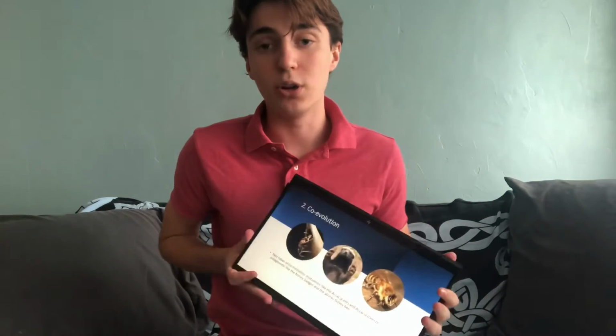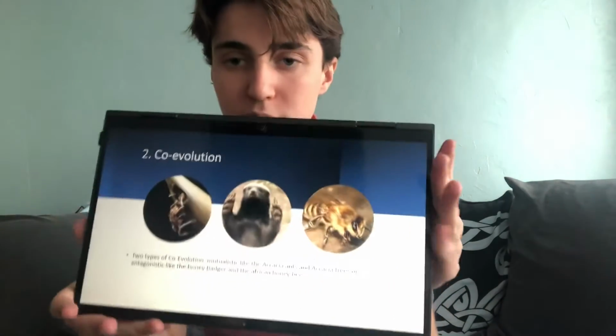Now let's speak about coevolution. Coevolution can be defined as an iterating evolution of different species in such a way that the evolution of one species directly influences the evolution of the other. And we can divide it in two parts, the mutualistic one and the antagonistic one.